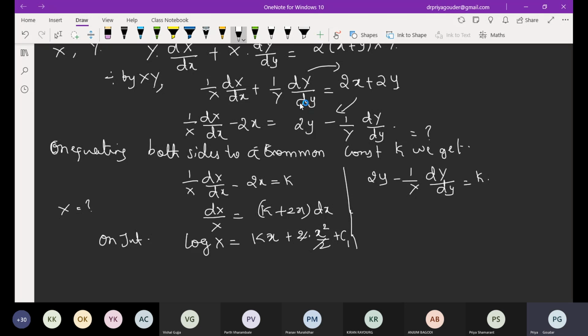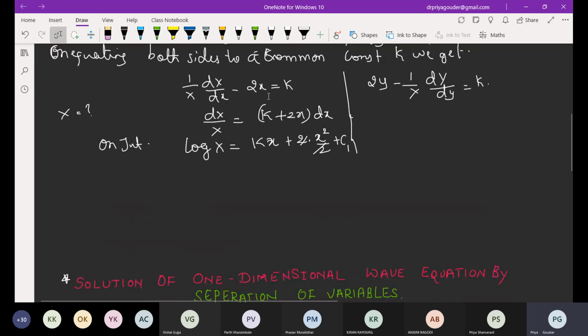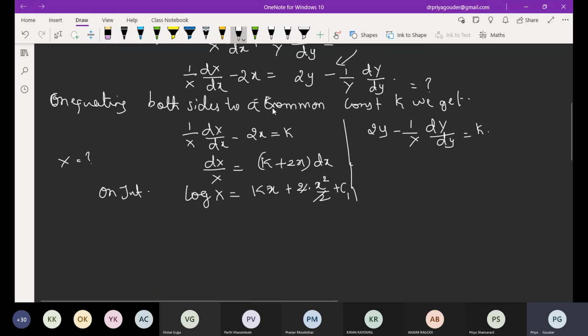So can you write the value of x from this expression? What is to be done to get the value of x? I want only x. What is extra? Log, exponent. What is to be done? If you just transfer e raised on the other side, it becomes e raised to kx plus x square plus c1.